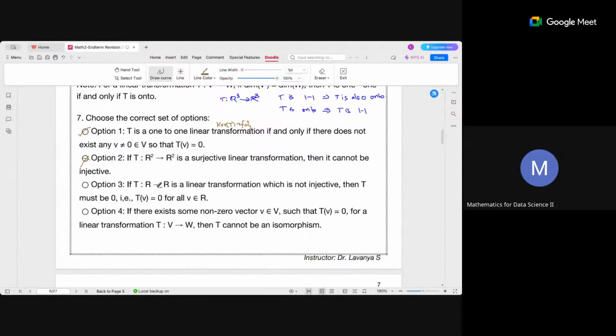Here, T from R to R is a linear transformation which is not injective. Not injective means what? Your kernel of T contains some non-zero vector. There exists v not equal to 0 such that v belongs to kernel of T. Right? So you have Tv is equal to 0. Now, what is the general form for T from R to R? So T of x is equal to alpha x.